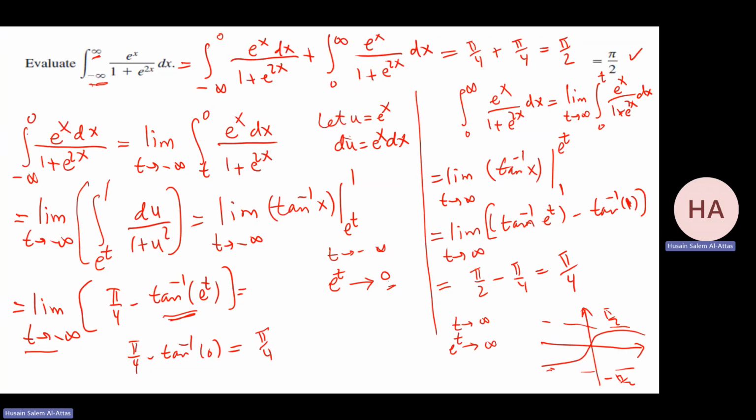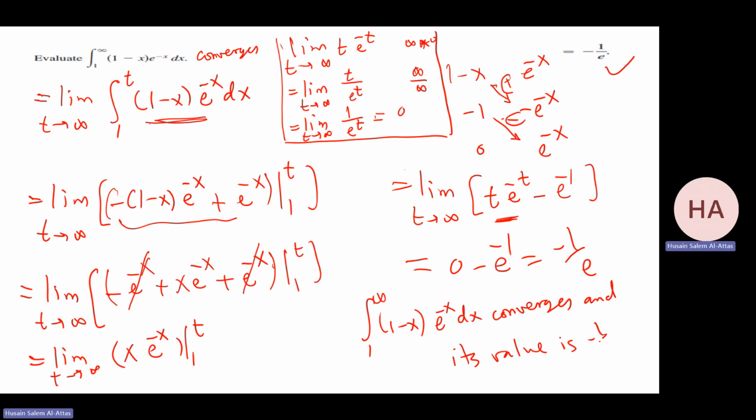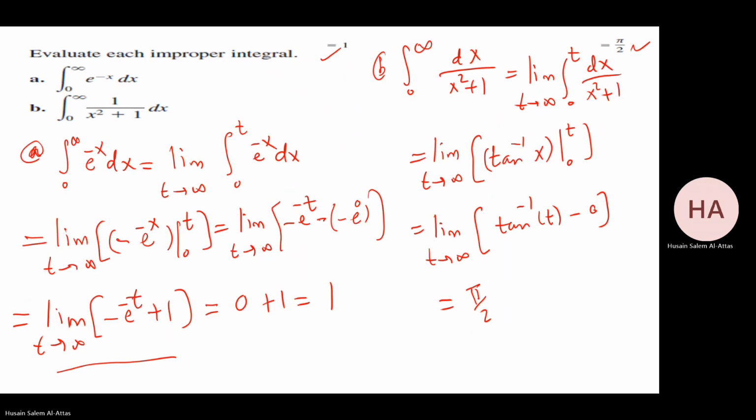Yeah, and usually we say it converges. So we say the integral converges, its value is pi over 2. The same thing here, we say converges. And we say this integral converges, and its value is this. Here we say converges. I think both converge. Yeah, converges.